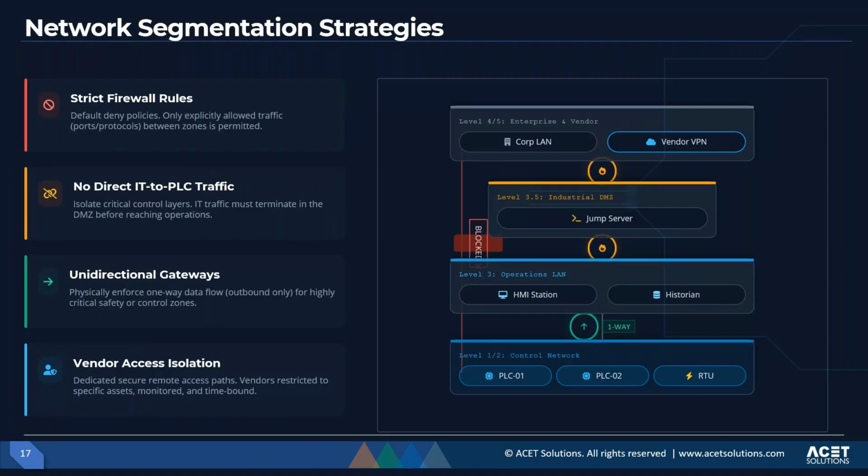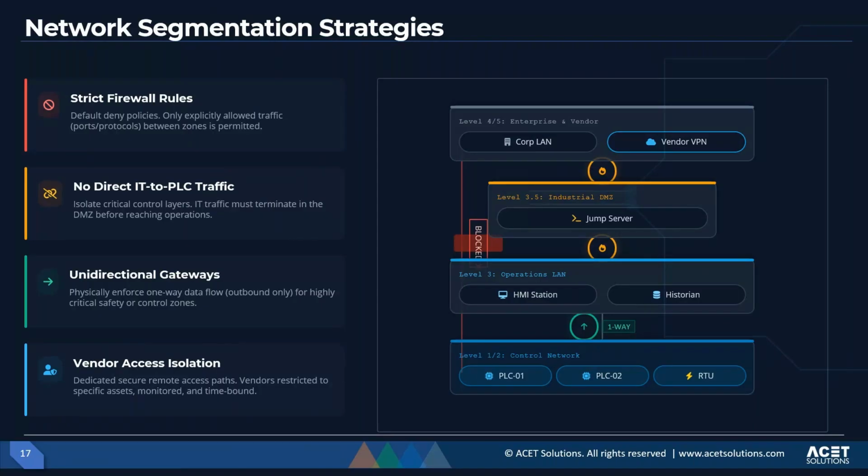Segmentation should start with a positive security model, where all traffic is denied by default and only traffic which is explicitly allowed for a particular port, protocol, and specific direction is permitted. And more importantly, no any-any policies on the firewall.